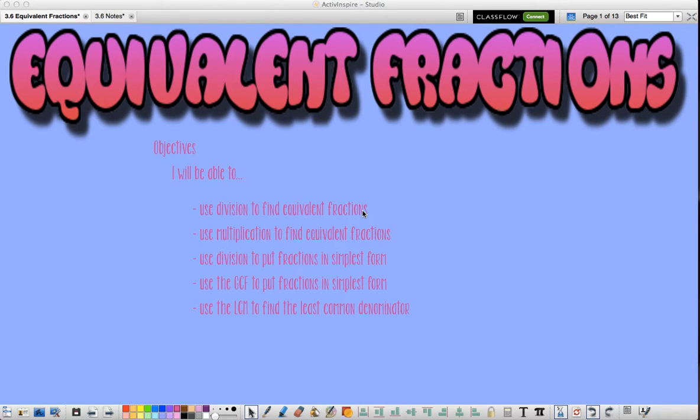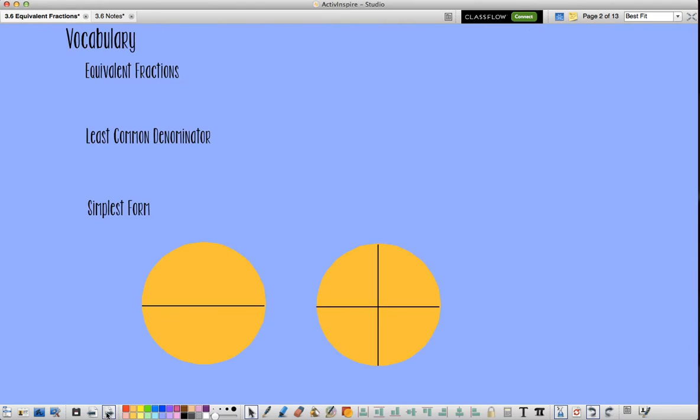Welcome to Lesson 3.6, Equivalent Fractions. Today we're going to talk about using division to find equivalent fractions, using multiplication to do the same thing, using division and the GCF to find fractions in simplest form, and using the LCM to find the least common denominator. Alright, so first we need to know what all these words mean.